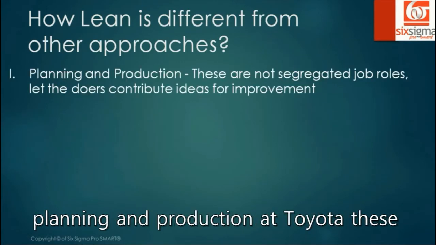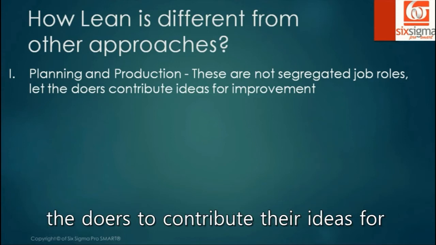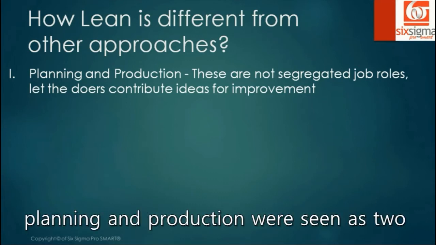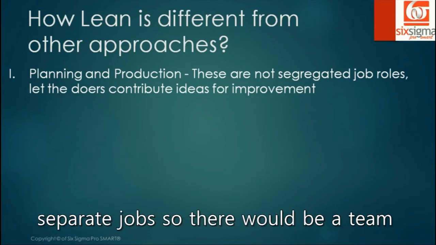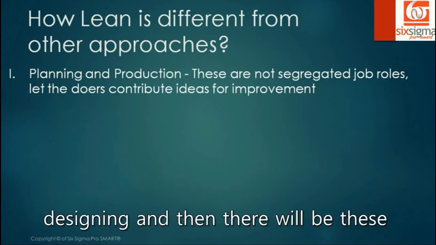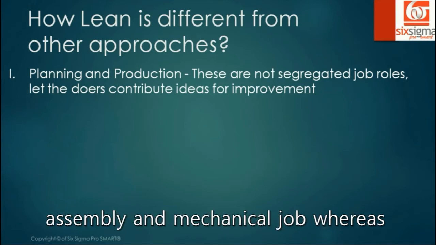Number 1, planning and production. At Toyota, these are not segregated job roles. They allow the doers to contribute their ideas for improvement. Now, back in the US, it was observed that planning and production were seen as 2 separate jobs. So there would be a team of highly educated people who will do the production planning and the product designing. And then there will be these low-skilled labor who will do all the assembly and mechanical job.